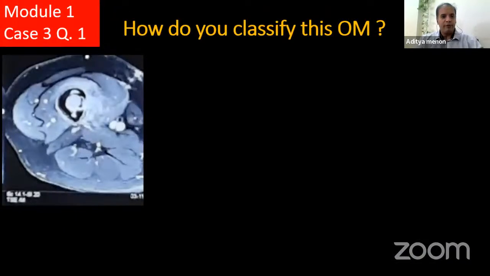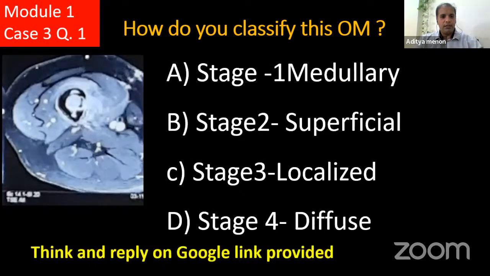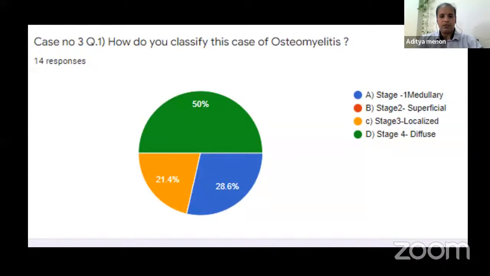The first question was, how do we classify this as per stage 1, stage 2, stage 3, stage 4? The response is 50% said that this was a stage 4 or a diffuse type of osteomyelitis. The other half were between stage 1 and stage 3.